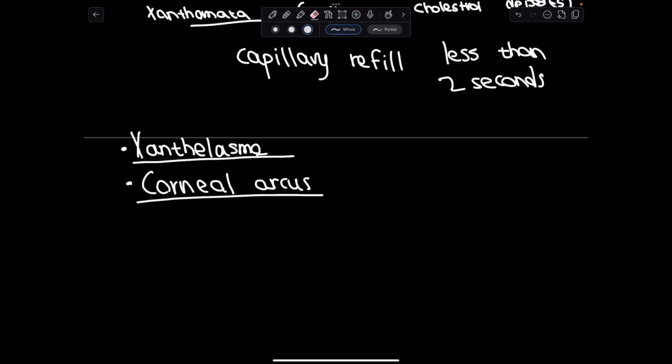Okay, so for the cardiovascular examination, I'm gonna add a few things. For the hands, I'm gonna add capillary refill, the brachial pulse, the carotid pulse, and I'm going to add that I'm going to measure the blood pressure, and also check if there are splinter hemorrhages. Remind me what splinter hemorrhage is, and also the xanthomata, and then in the eyes, I'm going to add the corneal arcus and the xanthelasma.